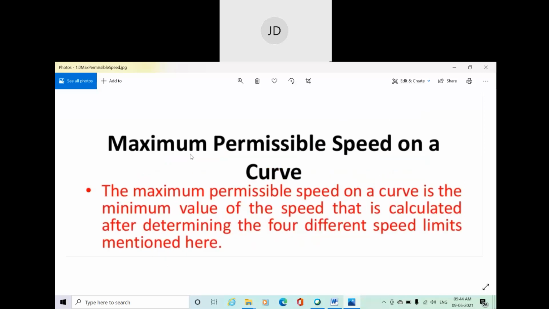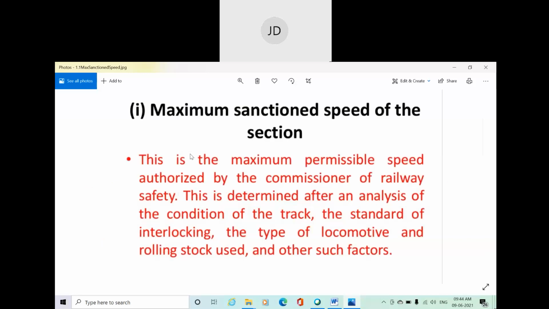So the maximum permissible speed on the curve will be determined after these four different speed limits. What are the speed limits? The first speed limit is based on the maximum sanction speed of the section. So what is this? This is the maximum permissible speed authorized by the Commissioner of Railway Safety.